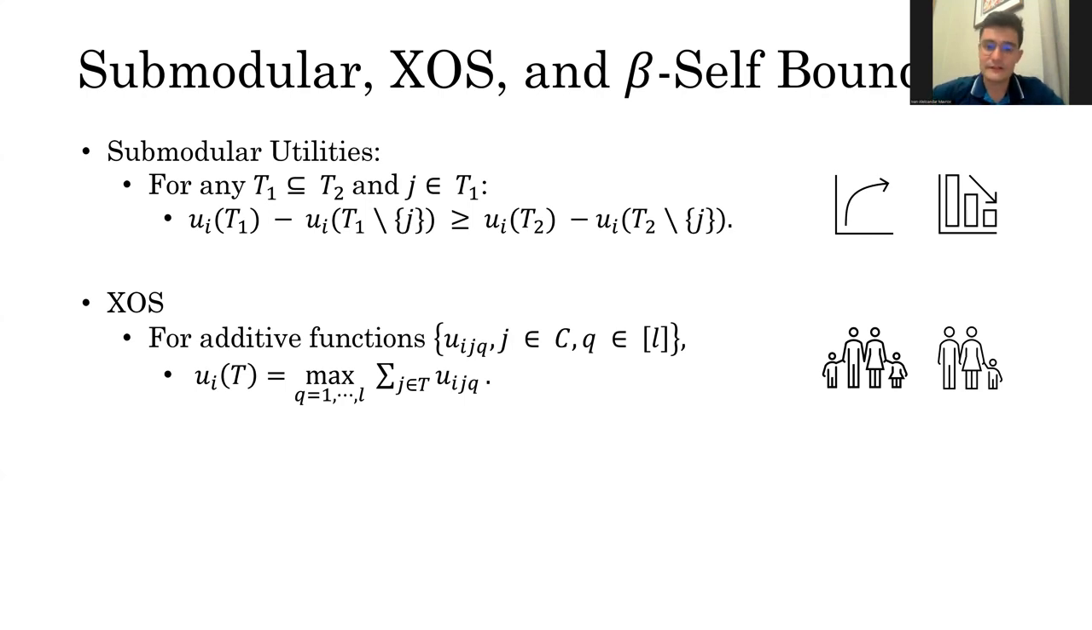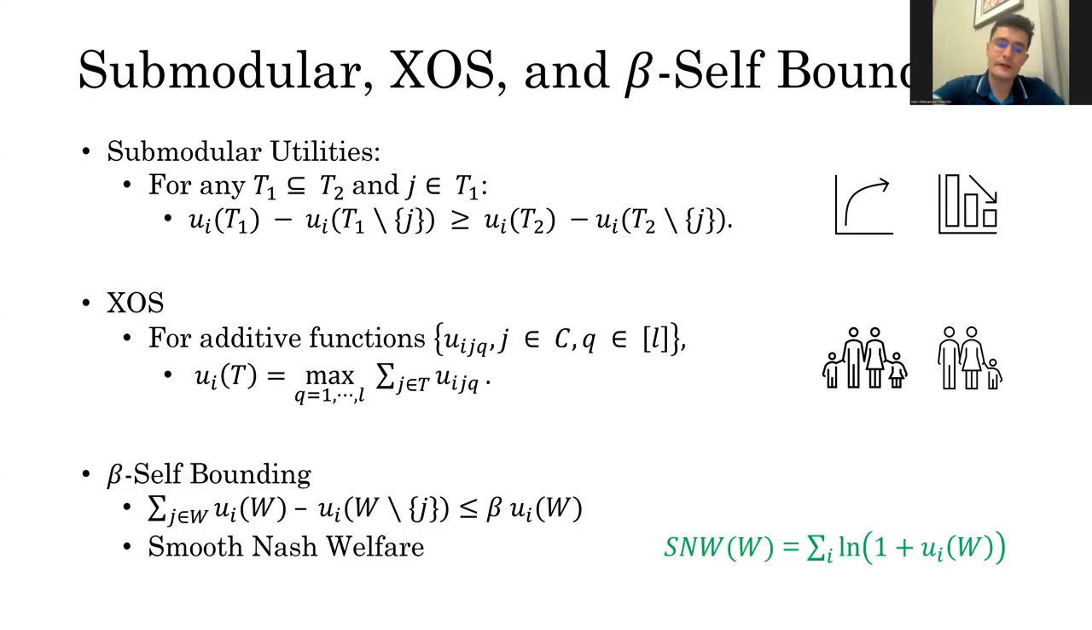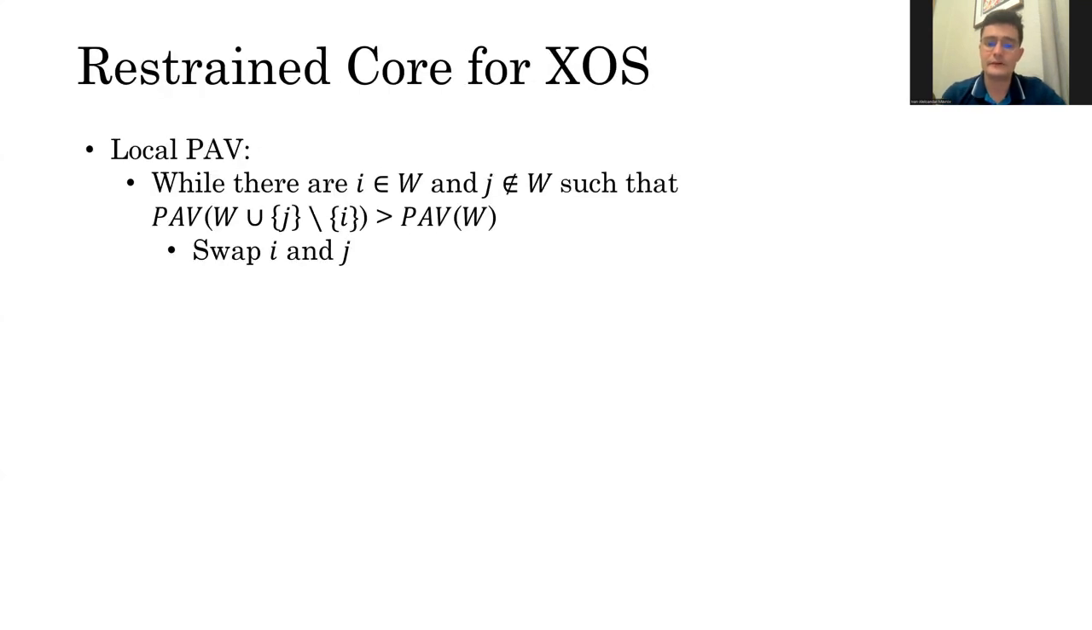Beta self-bounding utilities are functions that generalize both submodular and XOS utilities. While submodular utilities maintain that adding one more candidate to a committee yields smaller marginal effects, beta self-bounding utilities allow for complementarity effects. Beta is a constant that limits how strong the effect of complementarity can be. Essentially, on the left side, we have the sum of the marginal effects of every candidate in W, and on the right side, we have beta times the total utility from W. Our main technical result lies in analyzing the instance of beta self-bounding utilities.